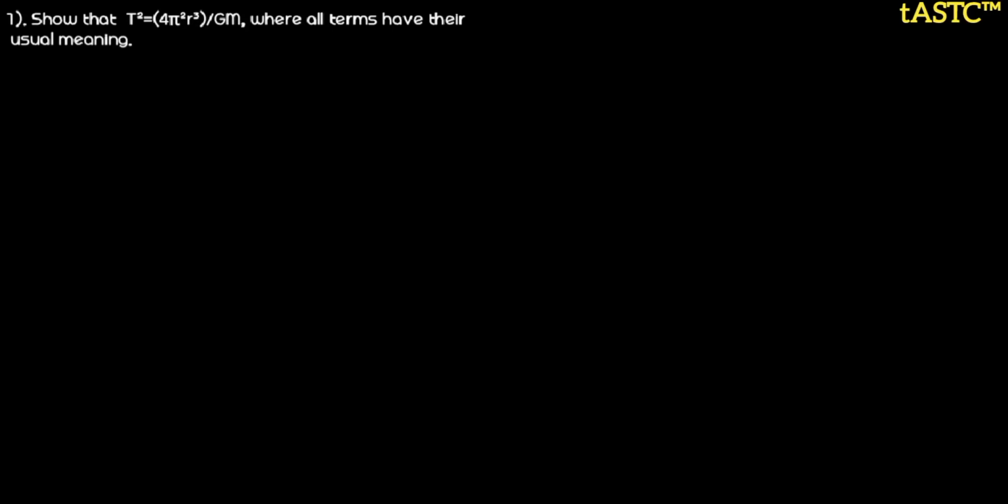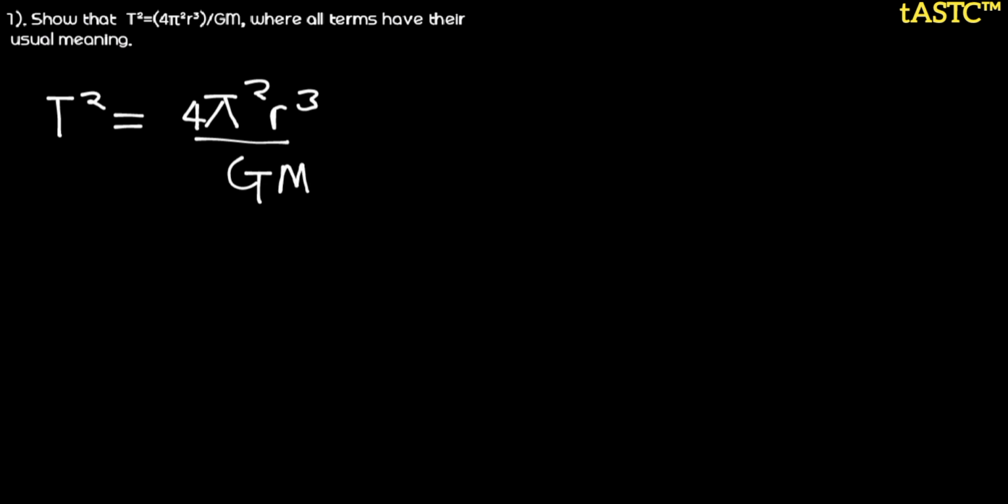Show that T squared is equal to 4 pi squared multiplied by r cubed all divided by GM, where all terms have their usual meaning. So this is actually the expression for the period of rotation that a planetary body would make around another planetary body. And we are required to derive this. We need to show that this expression is correct.